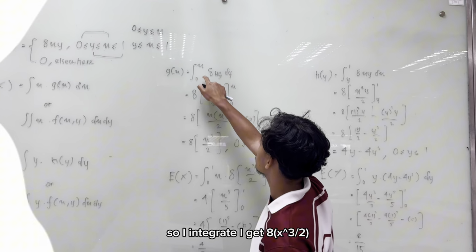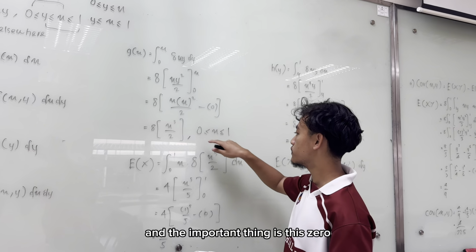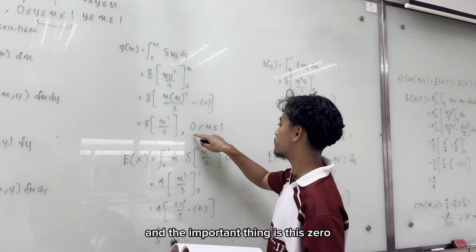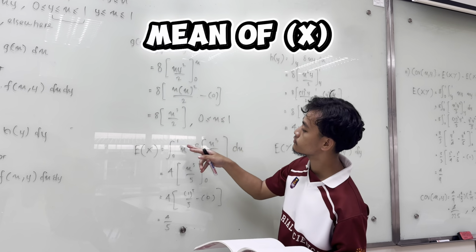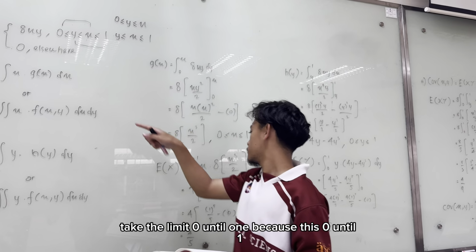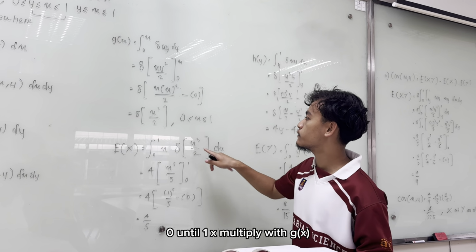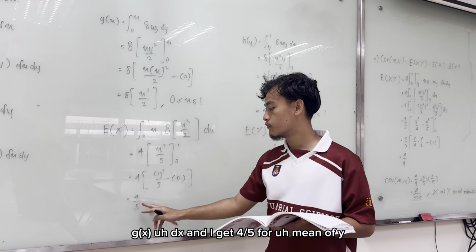So I integrate, I get 8x cubed over 2. And the important thing is this: 0 less than x less than 1. For the mean of x, take the limit 0 until 1, because this is 0 until 1, x multiplied with g(x) dx, and I get 4 over 5.